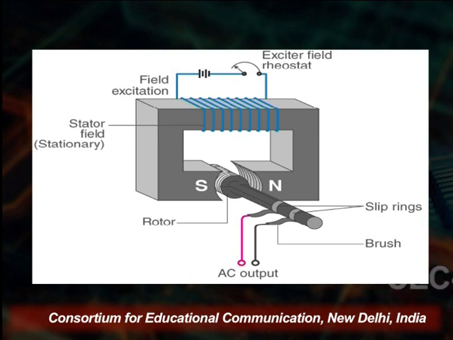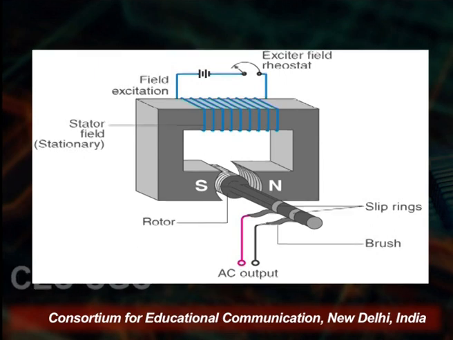You see on the screen here that we keep the N and S poles constant and then we rotate the rotor. Here you see the rotor, and slip rings and brushes are used here, and there is the stator, rotor, and stationary field. As you see, the magnetic field is stationary here, but the conductor is rotating. Now this is the schematic diagram. So how does the AC generator work?